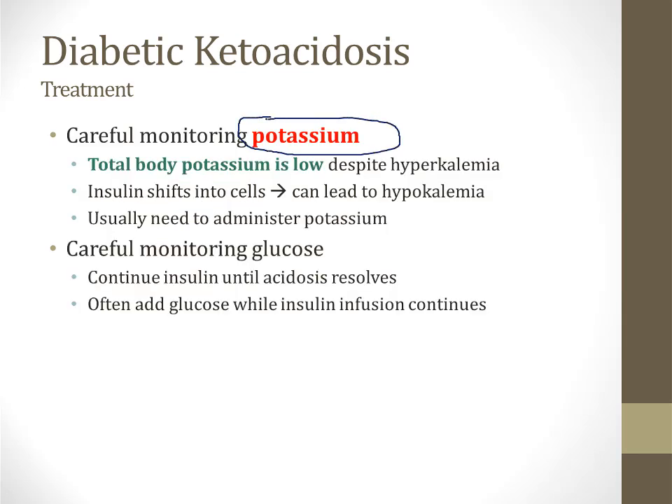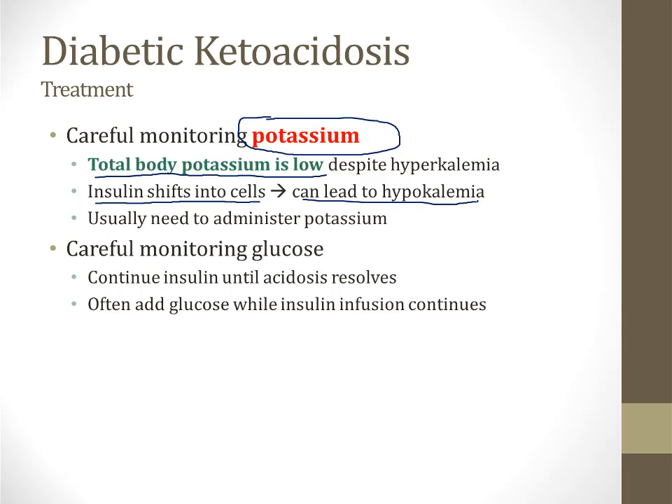It's very high yield to know about this for your boards. Even though the patient has hyperkalemia, the total body potassium is low because lots of potassium has been lost in the urine. When you administer insulin therapy, you will begin to shift potassium into cells, and this can lead to hypokalemia.